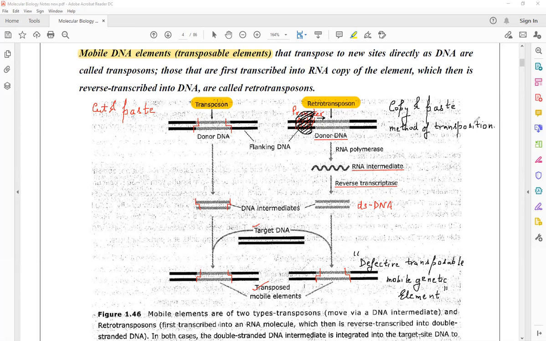ये क्या हो जाता है? इसे हम copy and paste method of transposition कह देते हैं. That means the transposition can take place by copy and paste method. Copied and then pasted. Now, there can be other different methods of transposition that can also be present.